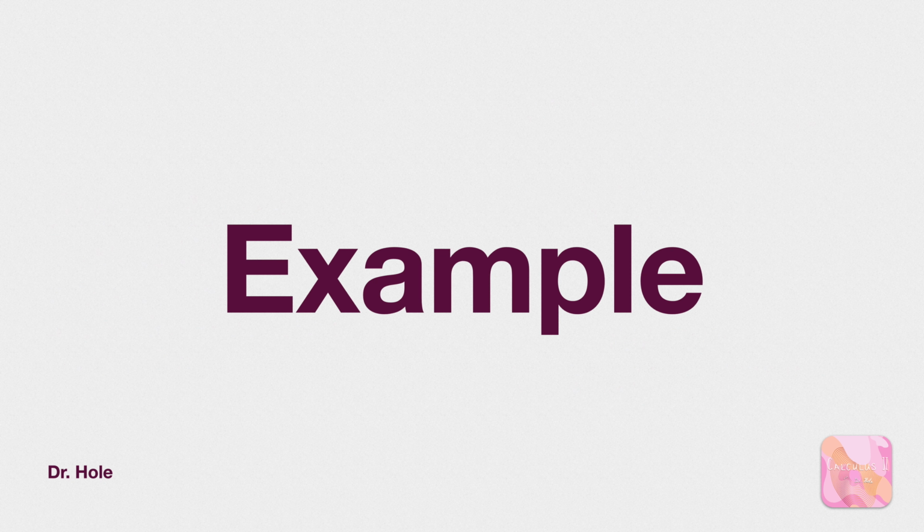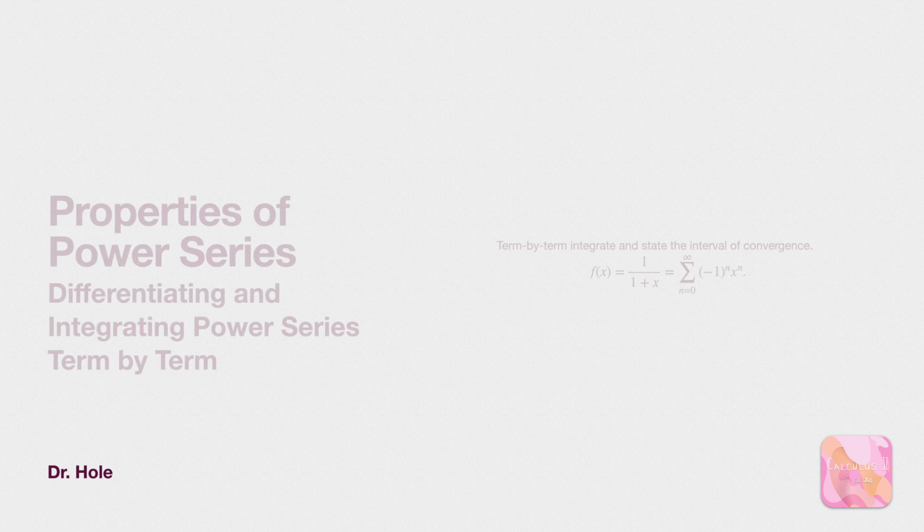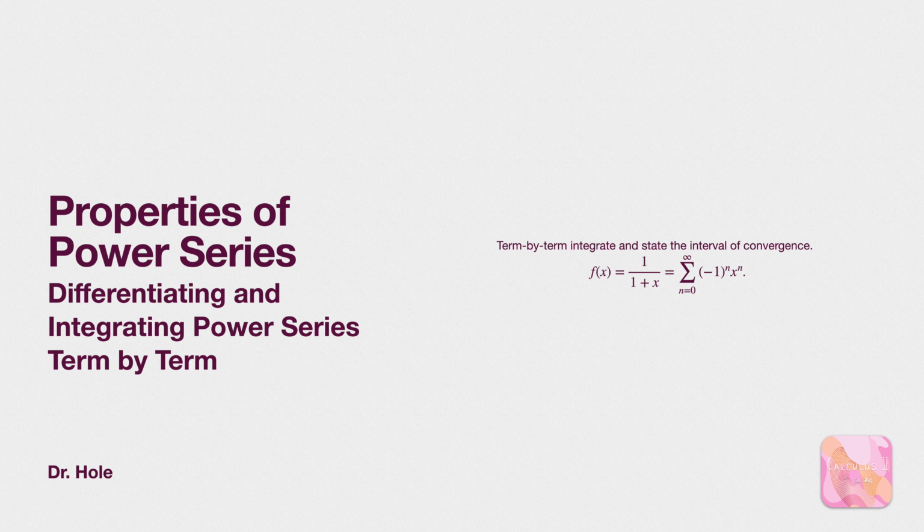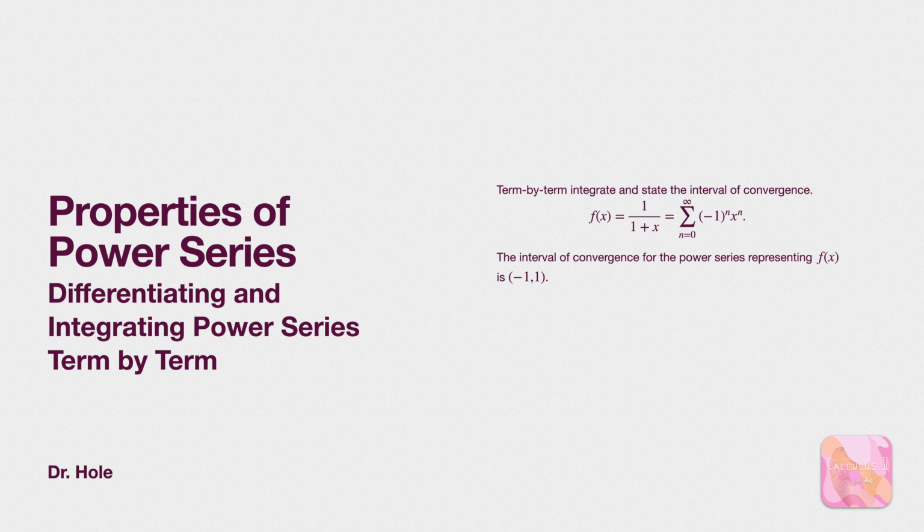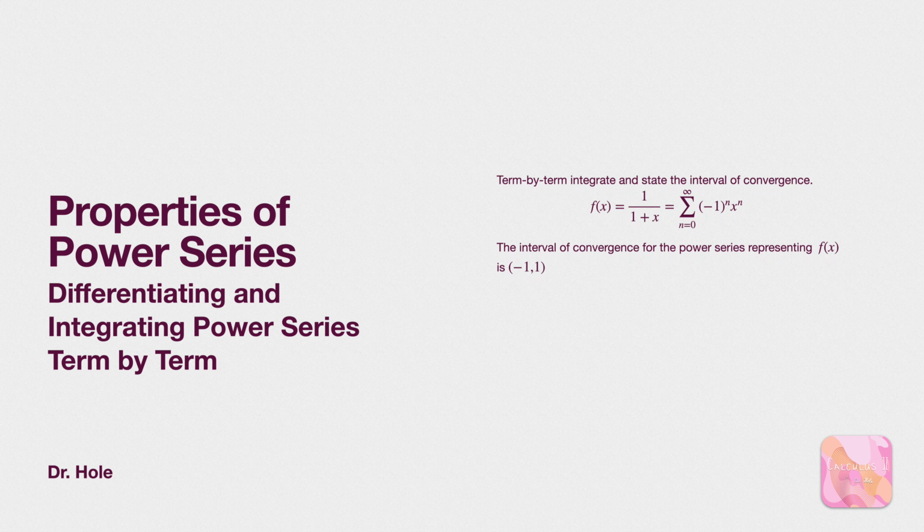All right, let's take a look at an example. So we want to do term by term integration. Let's take f to be 1 over 1 plus x. This will be an alternating series. And we want to term by term integrate and find the interval of convergence. Okay, so this f has interval of convergence, the open interval -1 to 1.